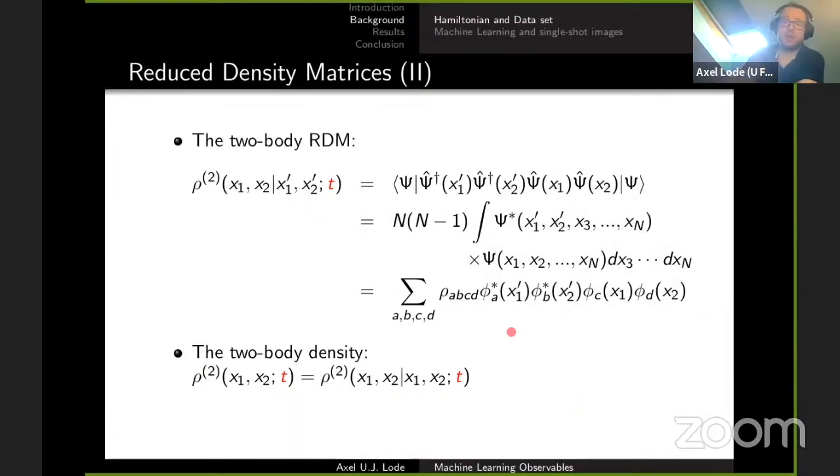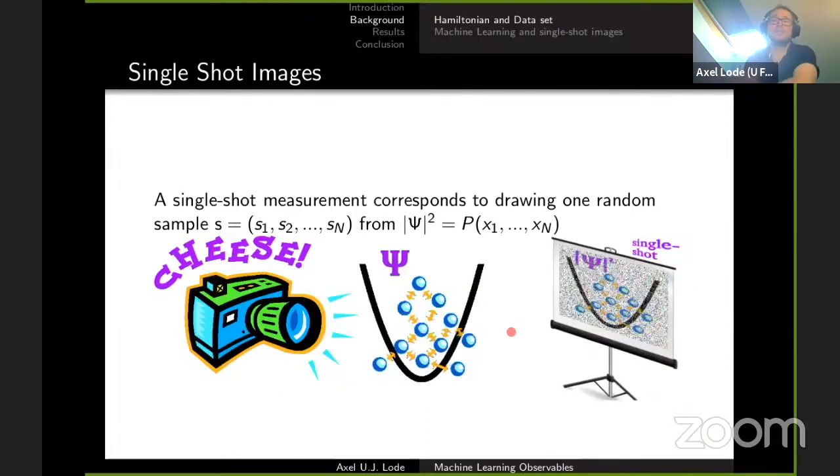So what are single-shot images? This is the last theoretical description for the observables. Single-shot images are the standard readout of ultracold atomic systems, and they correspond to drawing one random sample from the many-body state. It's a simple probabilistic picture. You have a probability distribution, which is the many-body state absolute value squared, and you draw one sample of positions.